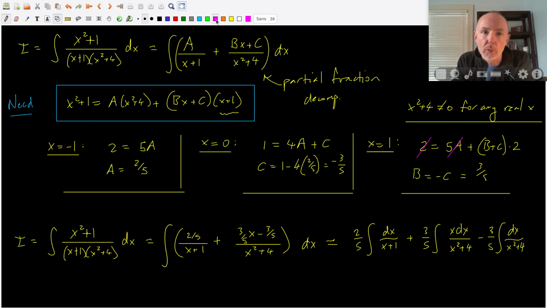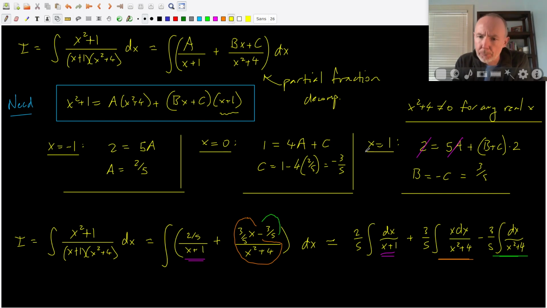So there are 3 integrals. There's the piece coming from here, and then there's the piece coming from bx over that quadratic, and then there's the piece coming from the green part. So here's the green part. It's just literally minus 3/5 over that irreducible quadratic, and then the other piece is 3/5 x over that irreducible quadratic.